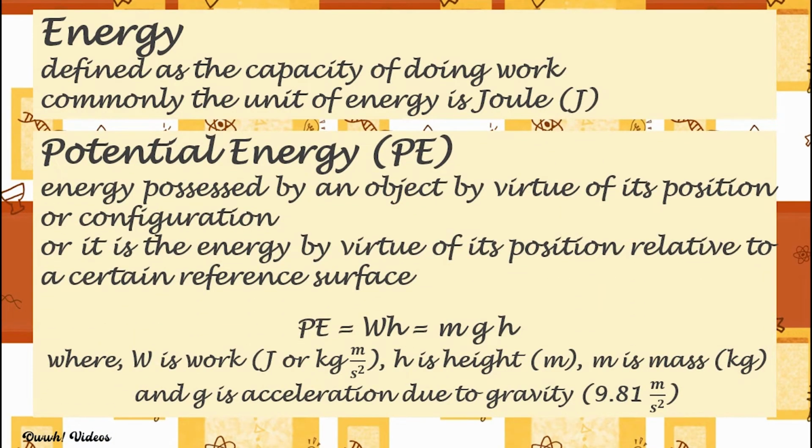Energy. Defined as the capacity of doing work, commonly the unit of energy is the joule. Potential energy: energy possessed by an object by virtue of its position or configuration, or the energy by virtue of its position relative to a certain reference surface. PE equals W H equals m g H, where W is work, H is height, m is mass and g is acceleration due to gravity, 9.81.